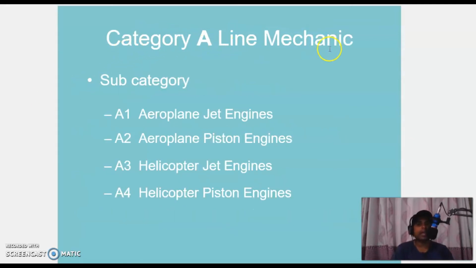So Category A line mechanic has some subcategories. They are called A1, A2, A3, A4. A1 belongs to aeroplane jet engines, A2 belongs to aeroplane piston engines, A3 belongs to helicopter jet engines, and A4 belongs to helicopter piston engines. So if you are going to do some examinations, you can choose which category you are going to get the license in, and you are going to work, right?